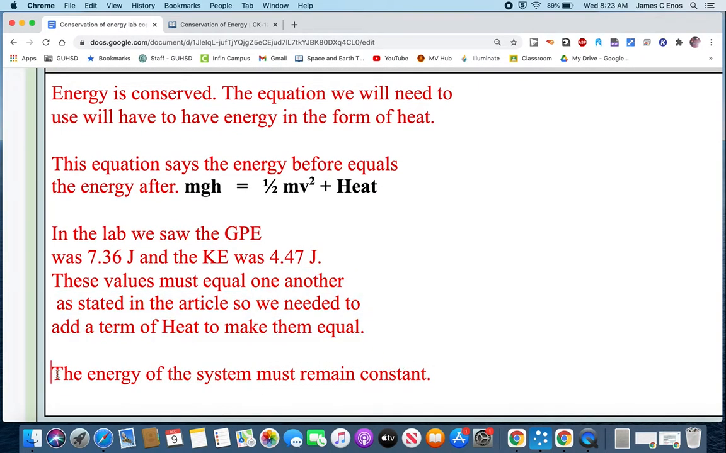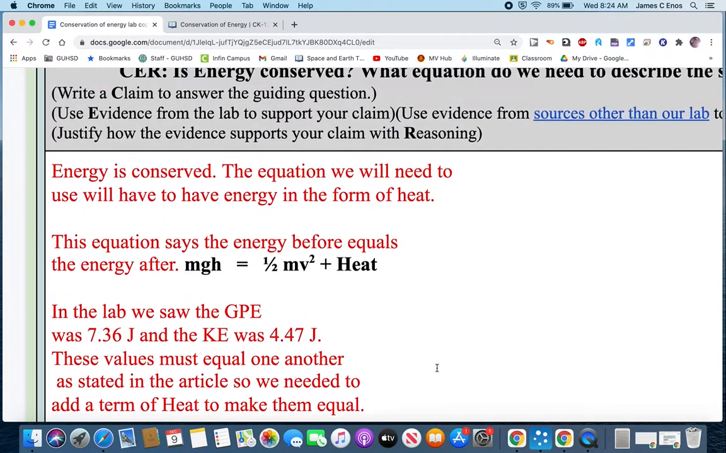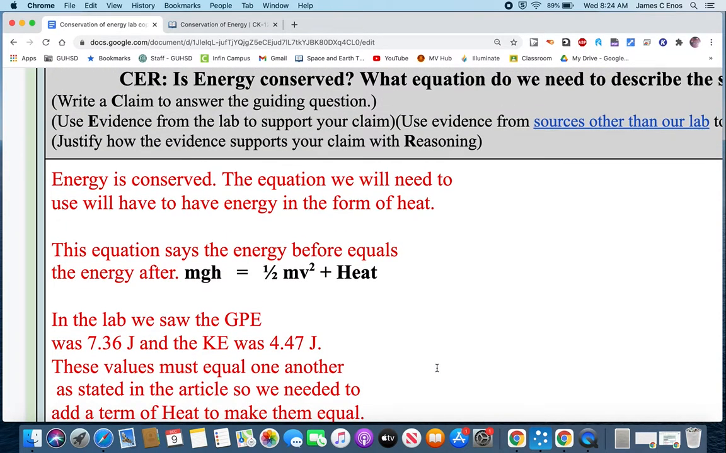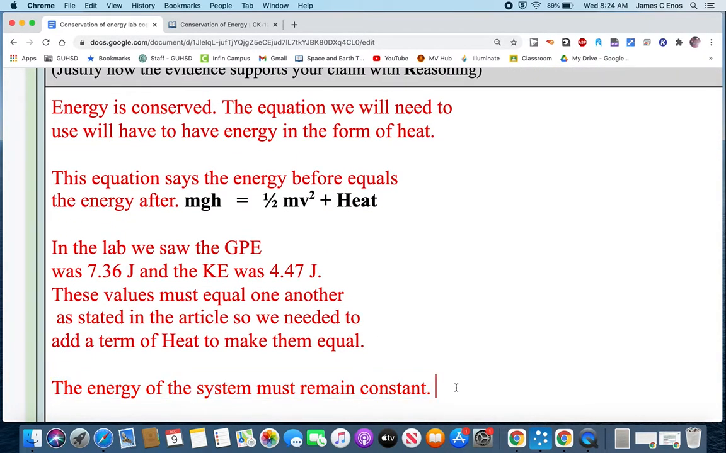Getting to this important term here that we need to state in order for this to be true: the energy of the system must remain constant. This we got from that article. We need to say that because otherwise this whole laboratory experiment doesn't mean anything. The laboratory experiment only shows that energy would not be conserved unless we had some outside knowledge. So in these CERs, you can get some information from outside sources to help answer that guiding question. But you also need to tie in the laboratory data. Otherwise, once again, the lab itself is not called for. So once you have this CER, you are done with this laboratory experiment.